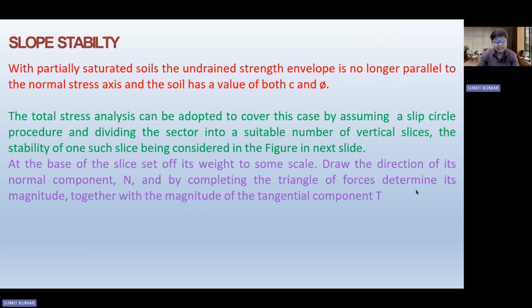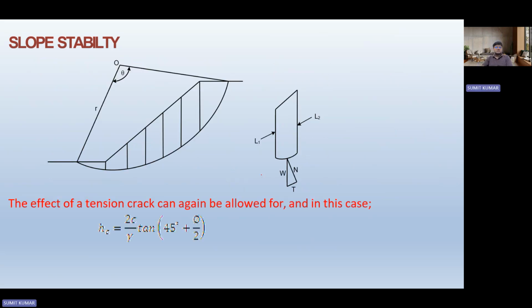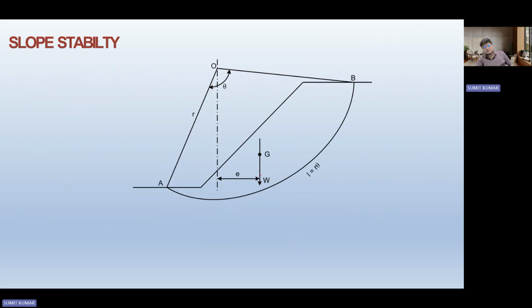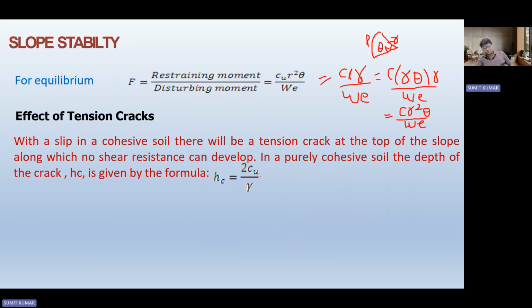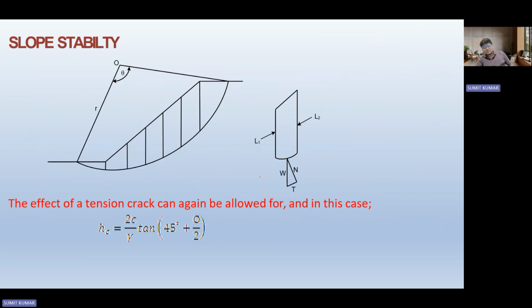If you look over there, this discussion is mentioned, in which the failure slope surface has been presented, with an arc drawn of angle theta and r as the radius. Now we see a certain slice from that. The effect of tension crack can be allowed for, and in this case Sc becomes 2c by gamma. If you remember, the tension crack depth is 2c by gamma, and this equation turns to 2c by gamma into tan of 45 plus phi by 2.